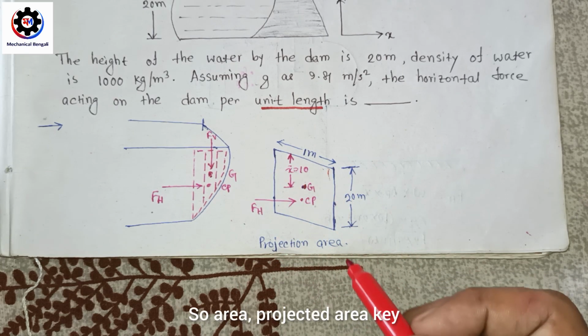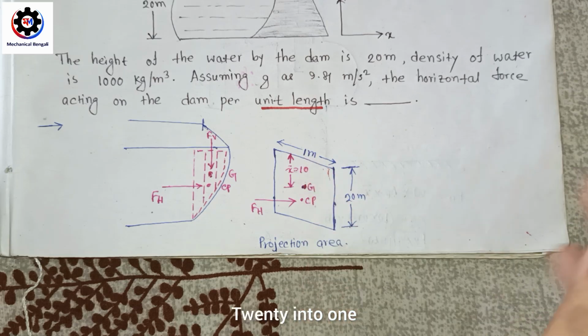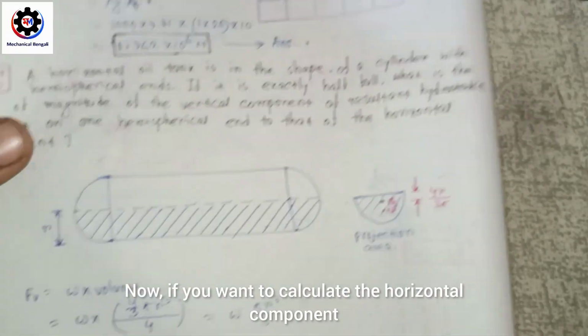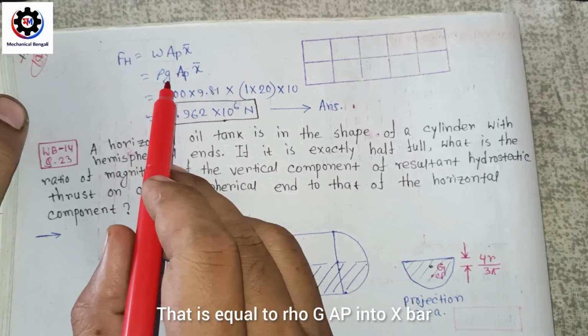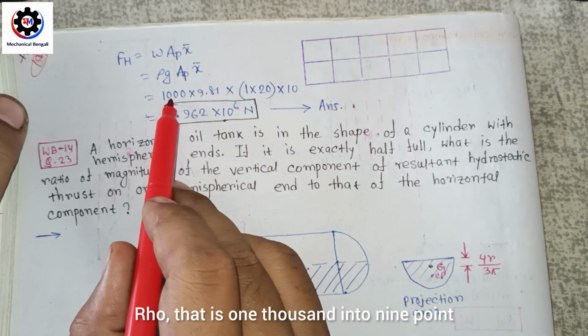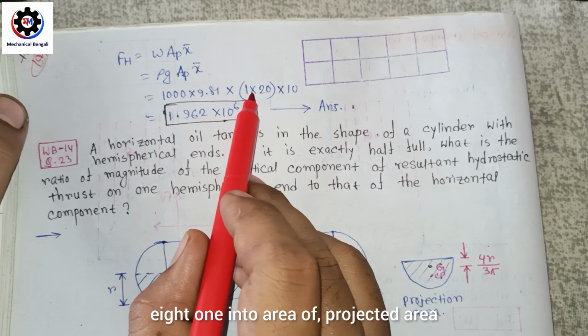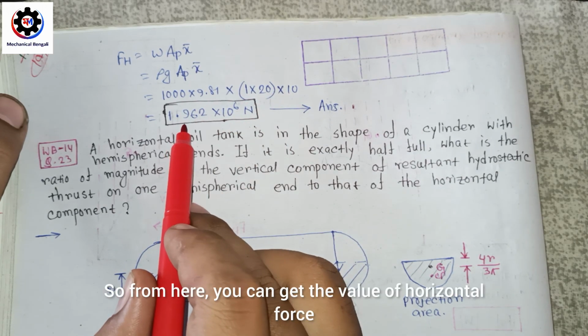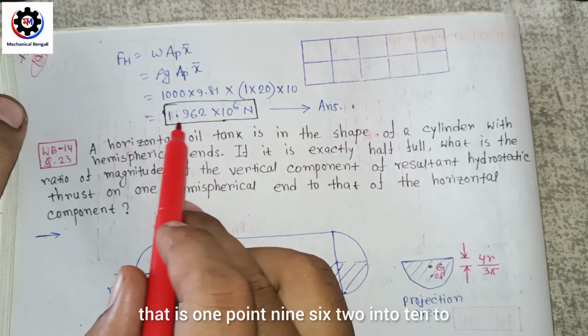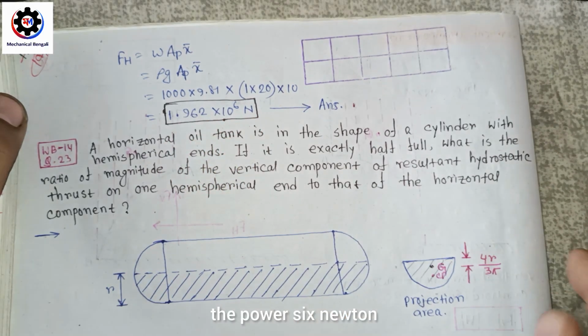Now this is the projected area. So the projected area is 20 into 1. Okay. Now if you want to calculate the horizontal component, that is omega into AP into x bar, that is equal to rho g AP into x bar. Rho is 1000 into 9.81 into the projected area, that is 1 into 20, into x bar, that is 10. So from here you can get the value of the horizontal force, that is 1.962 into 10 to the power 6 Newton. So this will be our answer.